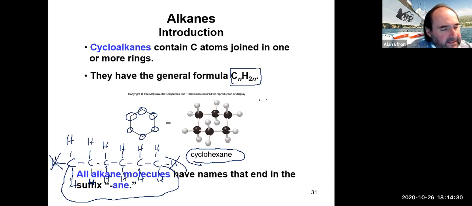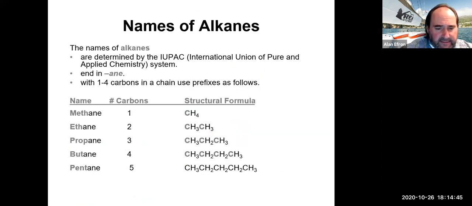All alkanes, as I mentioned, will end just like the functional group name. ANE will be at the end of all these guys. So all these guys that have single bonds will end in ANE. So let's take a look at those first 10 names and structures, our formulas, which are really important. So our first one would be 1 carbon with 4 hydrogens. That is what is known as methane.